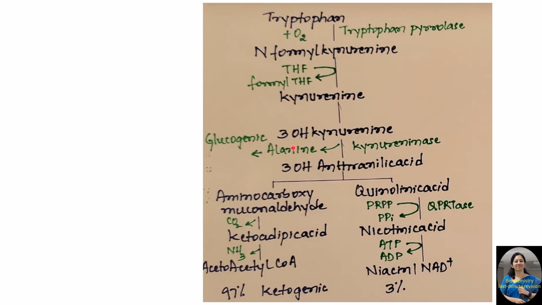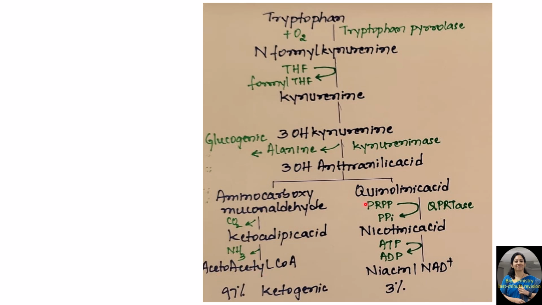In the next step, alanine is released from this 3-hydroxykynurenine by the enzyme kynureninase, and this requires pyridoxal phosphate, the active form of B6, as coenzyme, and 3-hydroxykynurenine gets converted to 3-hydroxyanthranilic acid. Now this undergoes two different pathways. It can get converted to aminocarboxymuconic semialdehyde, wherein the carboxyl group is removed, and it gets converted to ketoadipic acid, and this loses the amino group and gets converted to acetoacetyl CoA. Now this acetoacetyl CoA is a ketone body and it will enter the ketogenic pathway. So 97% of the tryptophan molecule gets converted to acetoacetyl CoA.